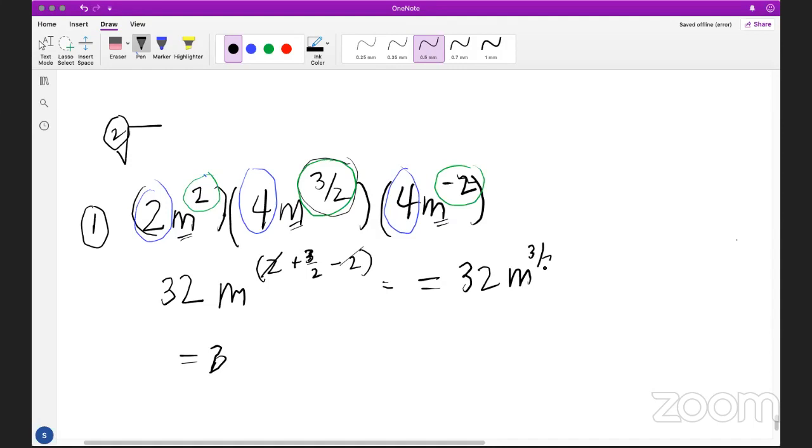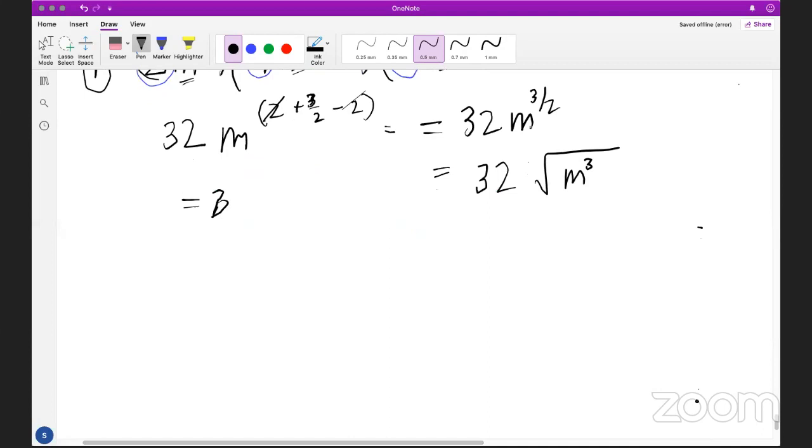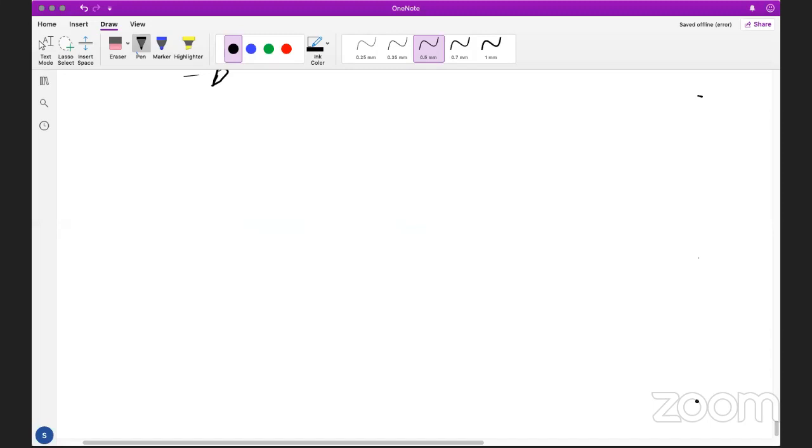But this is also equal to 32 m cubed, numerator, m raised to the numerator, and then squared or second root. Okay, so in general, pag nagsisimplify tayo, dapat lahat ng exponents should be positive. And then, pero sa division eh, dapat wala kang rational exponents or fractional exponents sa denominator. How about this one?